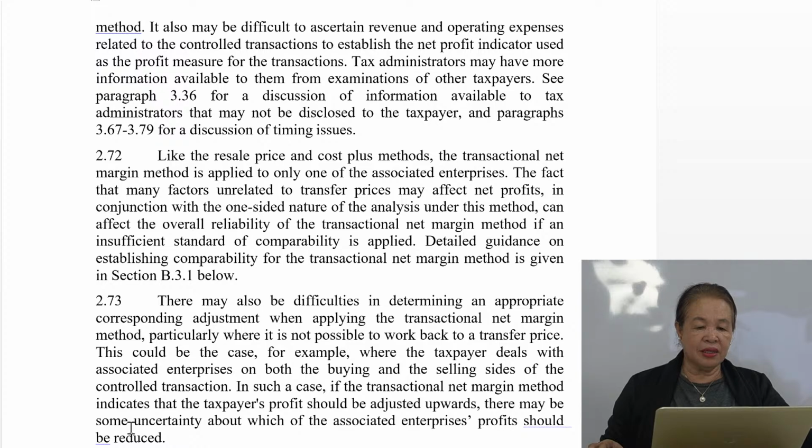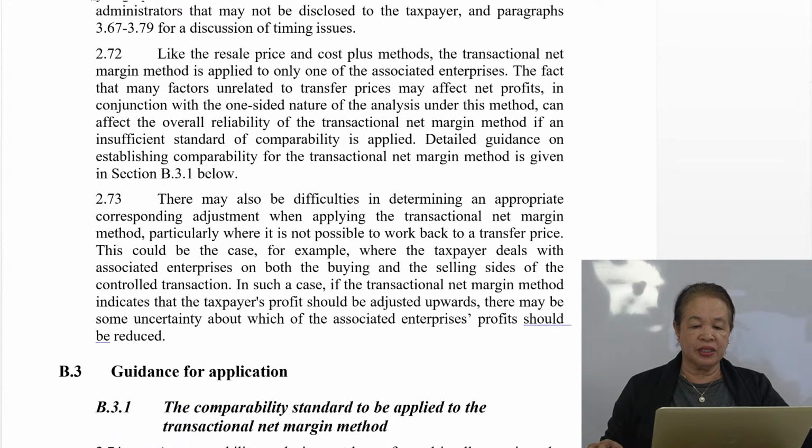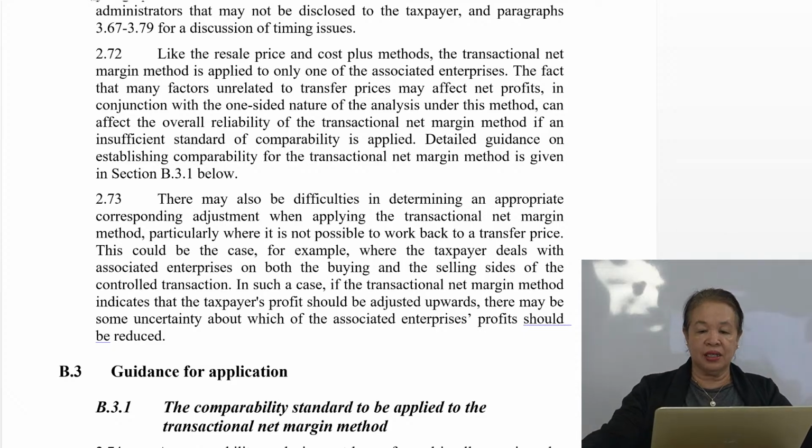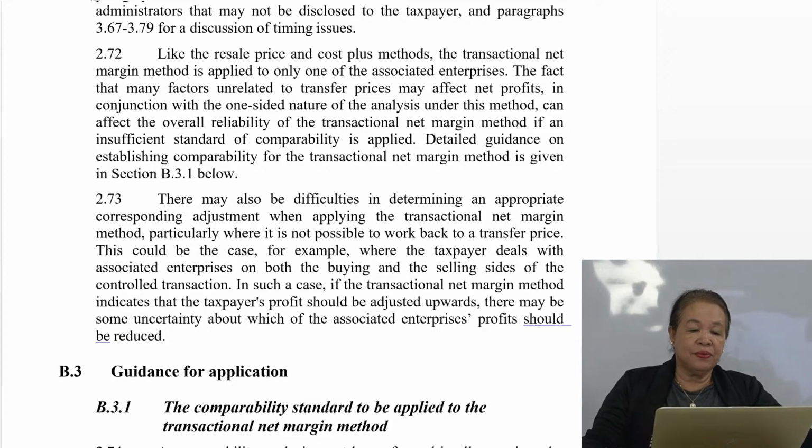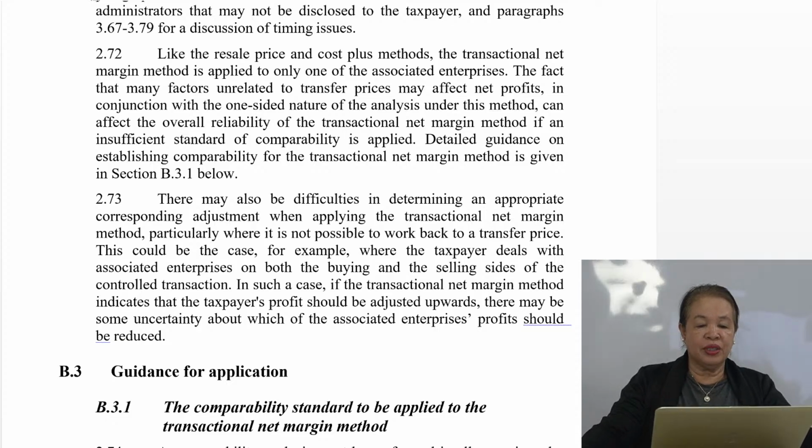Okay. So like the resale price and cost plus method, the transactional net margin method is applied to only one of the associated enterprises. So the fact that many factors unrelated to transfer prices may affect net profits in conjunction with the one-sided nature of the analysis under this method can affect the overall reliability of the transactional net margin method if an insufficient standard of comparability is applied. No? So detailed guidance on establishing comparability for the transactional net margin method is given in section B.3.1 below.